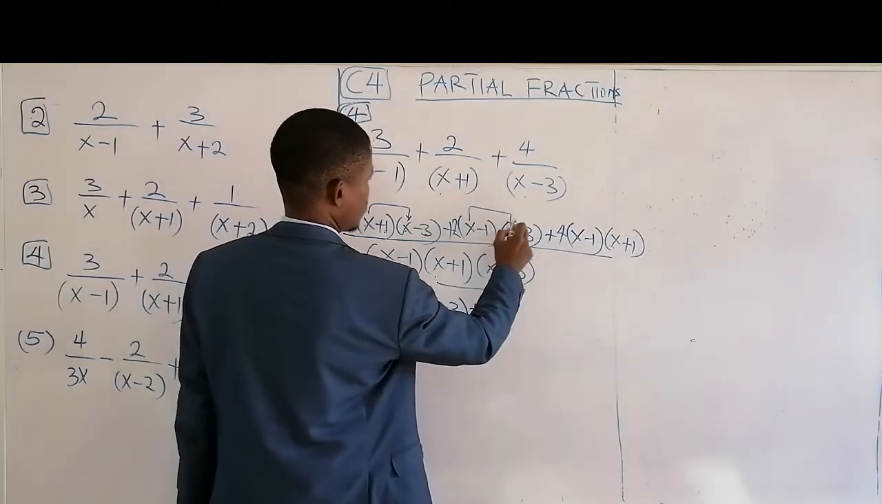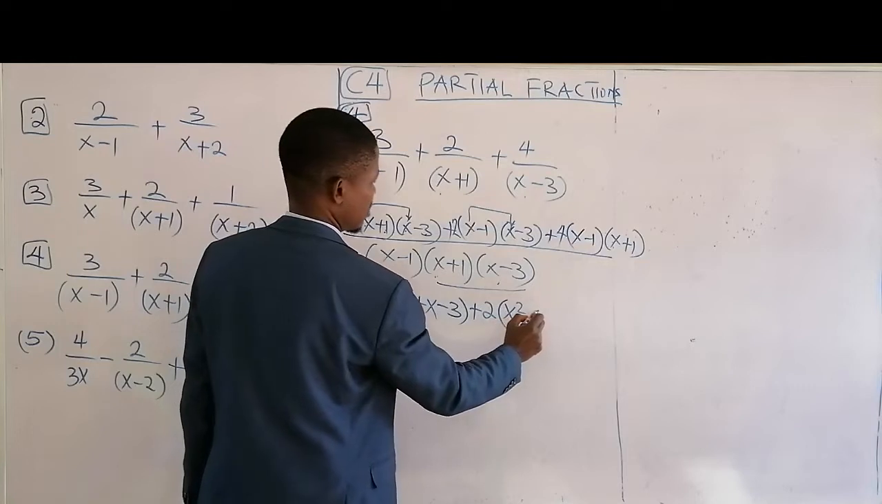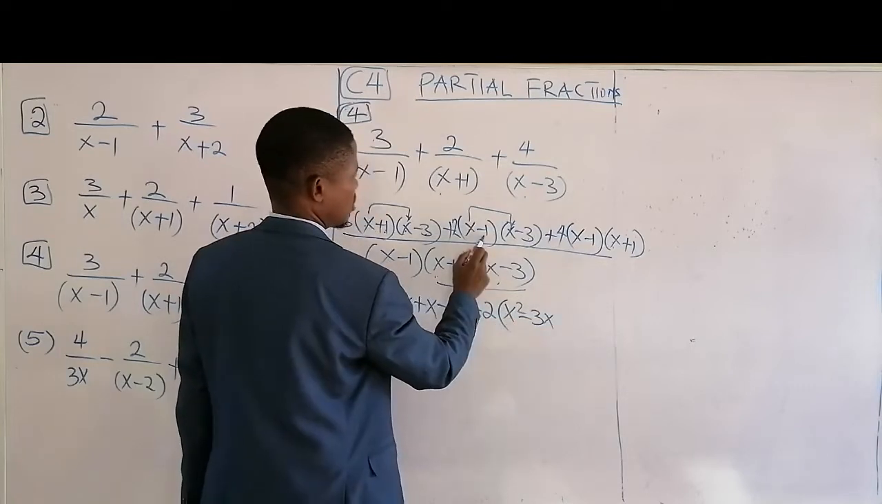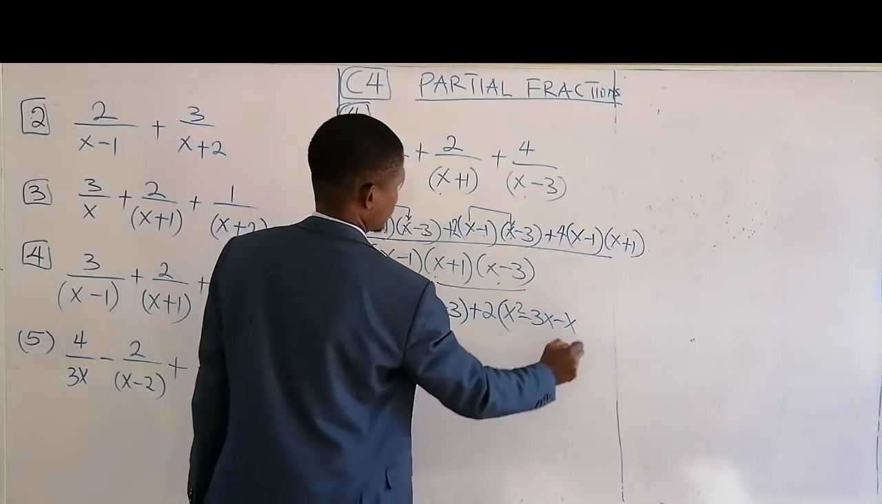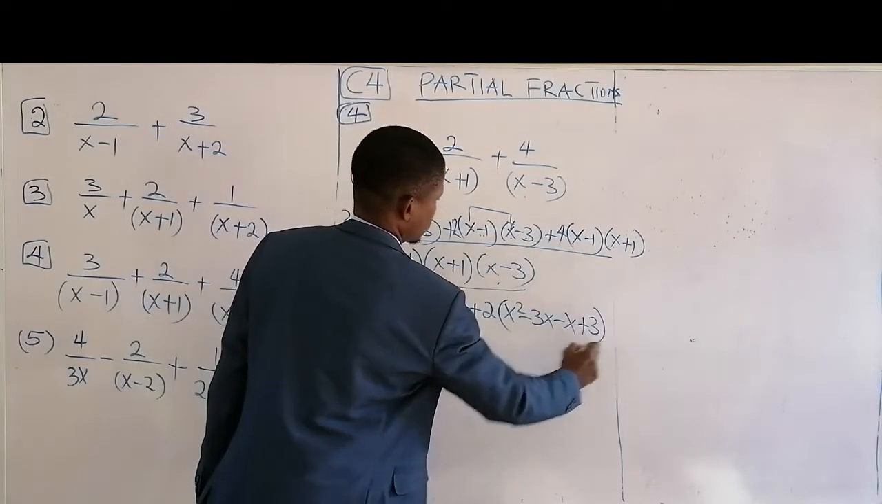This one times this one, that's x squared. This one times this one, minus 3x. Minus 1 minus x minus x. Minus 1 minus 3, that's plus 1 plus 3.